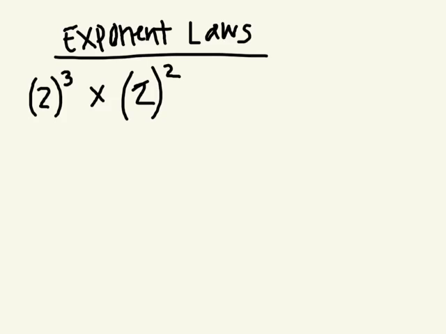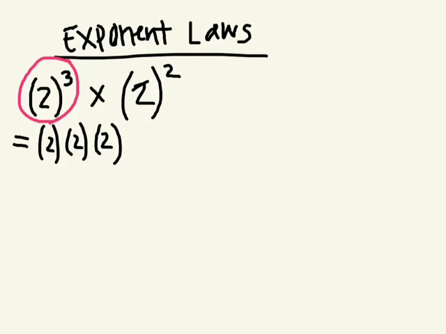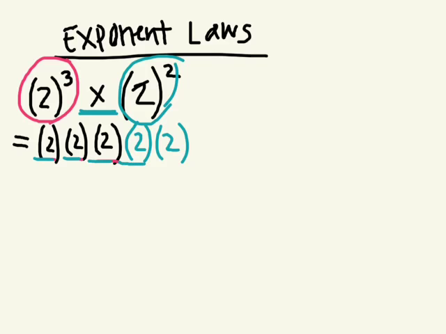Well, let's expand this. What does 2 to the power of 3 mean? 2 times 2 times 2. And what does 2 to the power of 2 mean? 2 times 2. So I'm just putting it all together because I don't have to include a multiplication symbol. I know that all of this means multiplication because I have my brackets. 2 times 2 times 2 times 2 times 2.